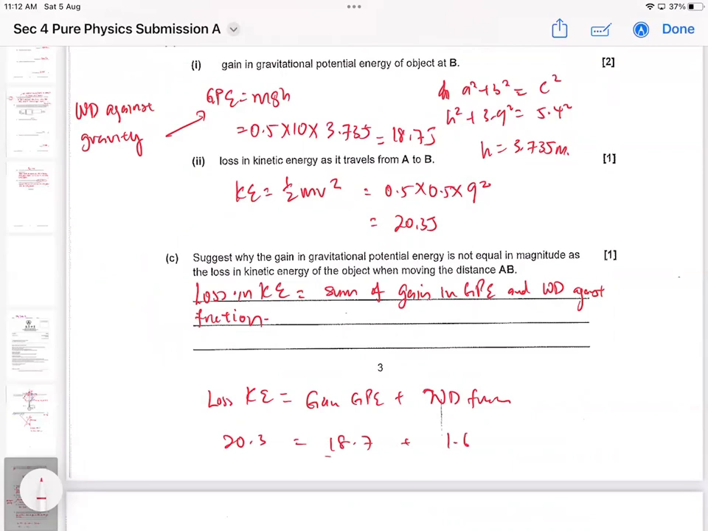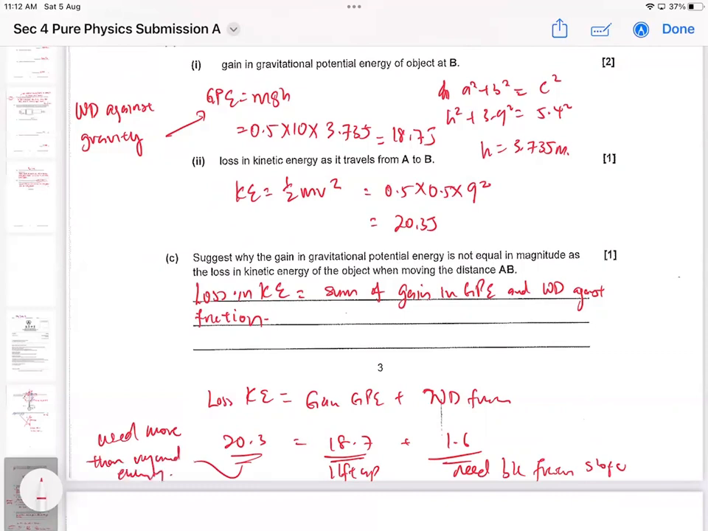Okay, so this was used to lift it up, and this was needed because there is friction on the slope. Hence, we use more than the required energy. Okay, so I will just mention that some of the energy was lost to overcome friction.